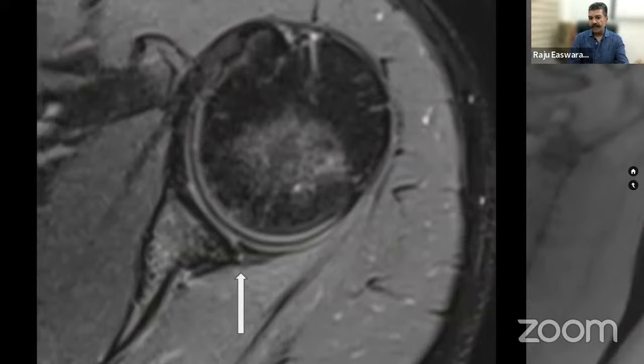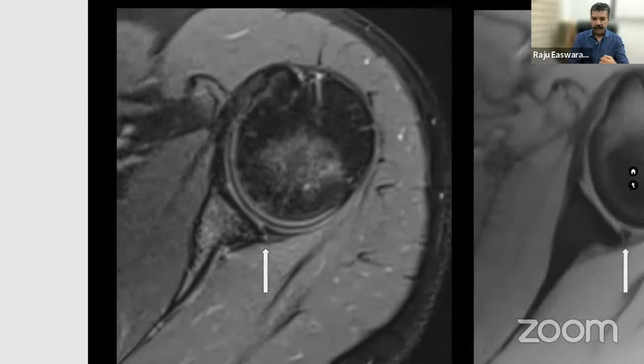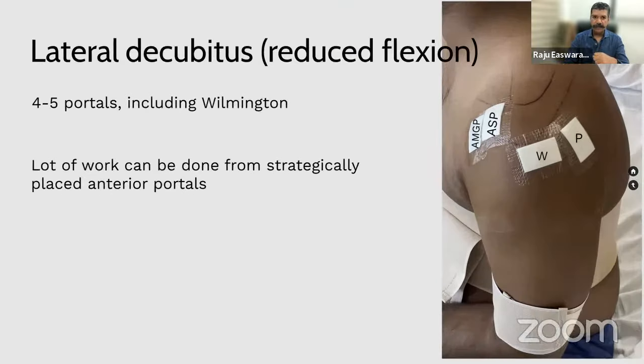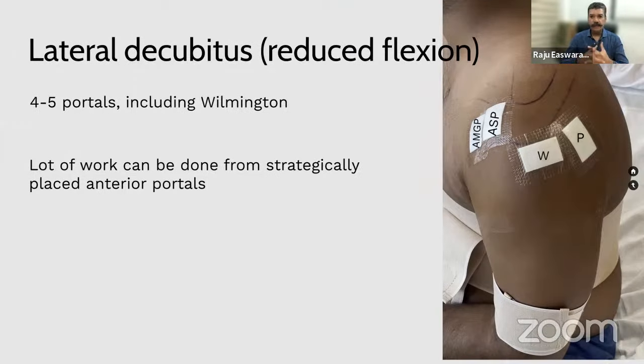So when I saw him first, I was reluctant to operate upon him. I subjected him to nearly 5 months of rehab under a dedicated shoulder physiotherapist. He did a lot of rotator cuff work, scapular work, and only when he didn't improve, we'll see later in the video what was done for him. So again, I like to operate in the lateral decubitus position. You could do this in the beach chair position as well.